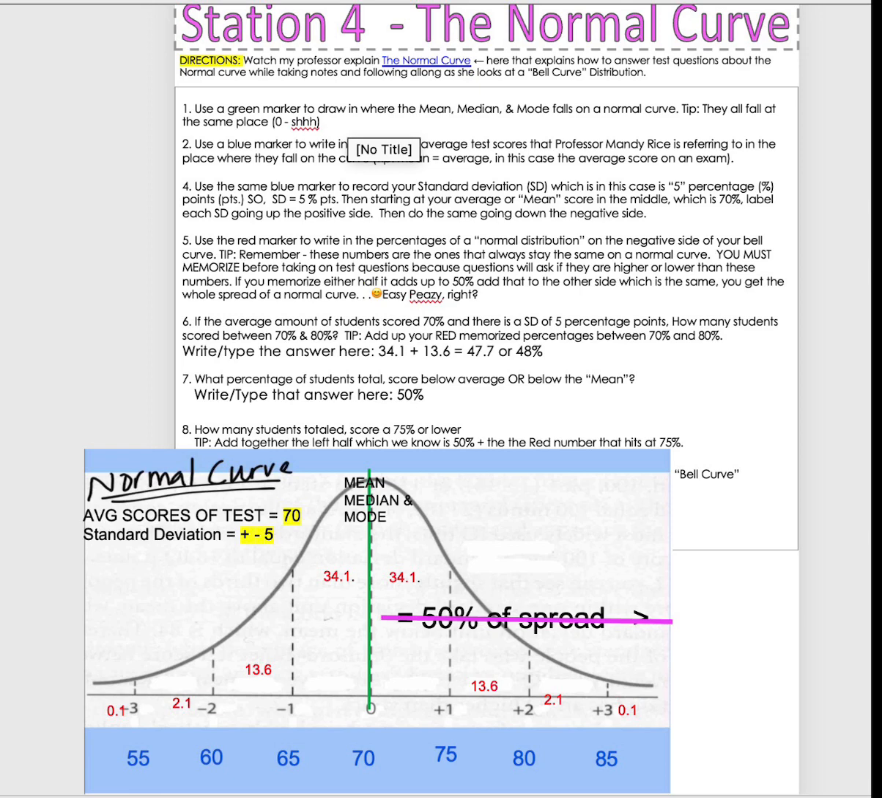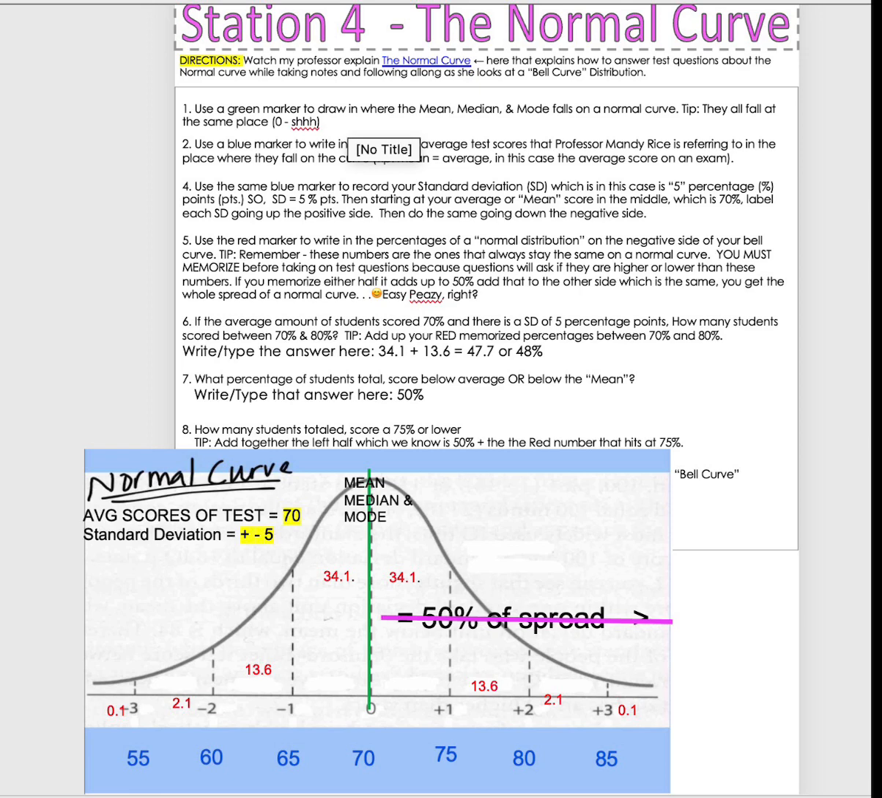Okay, for these numbers, I just want to remind you that you must memorize them. And if you memorize even just half, then you'll always know what the other half is. They're exactly the same, 34, 13, 2, and 0.1.